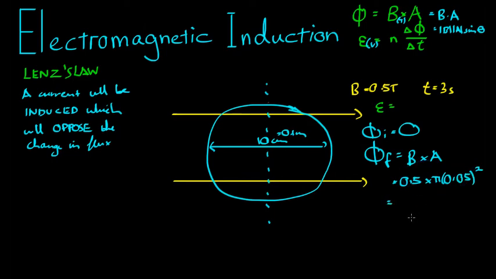And this I have coming to 0.5 times pi times 0.05 squared. I have 0.00393.